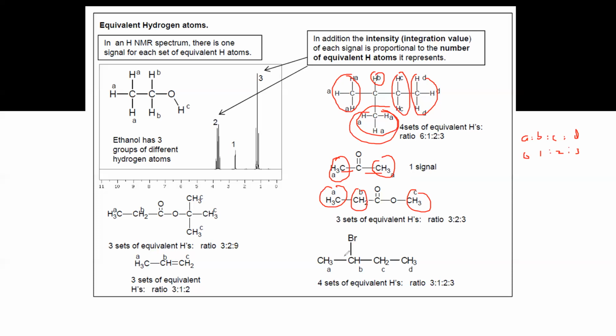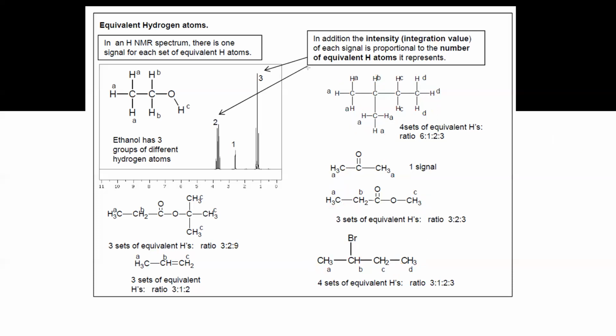For this one, CH3 is there, then CH is there, then CH2 and CH3. Why are these two CH3s not identical? Because the neighbor of this CH3 is CH, but for this one, the neighbor is CH2. So they are not identical CH3s. That's why both CH3s are considered as different hydrogen environments. So that's why we'll get 4 peaks with a relative intensity of 3 is to 1 is to 2 is to 3. Is it clear?